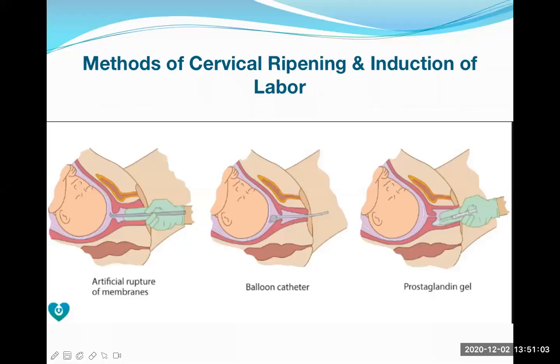Now, some of the pictures here. See this. This is known as artificial rupture of membrane. There is an instrument available. You just insert it with the help of digital examination, and then catch the amniotic membrane and rupture it. This is called artificial rupture of the membrane. Very commonly done in the hospital. This is known as a balloon catheter, which is inserted into the cervix. And this is the prostaglandin gel, which is inserted there. So all of these are different ways.